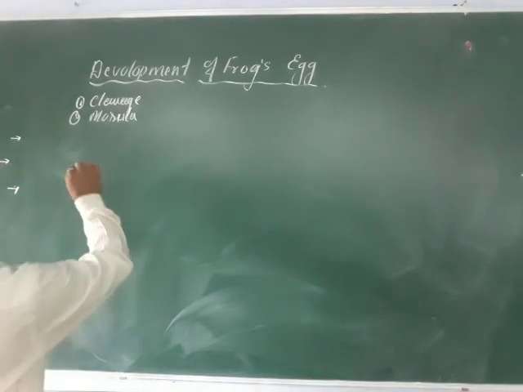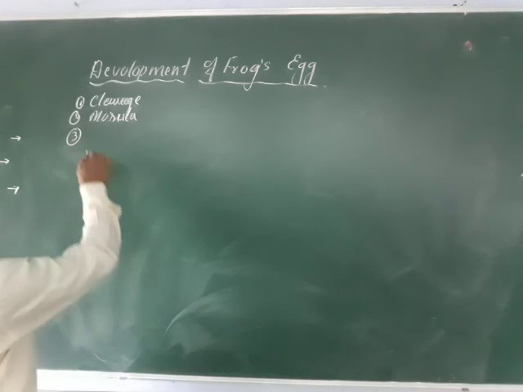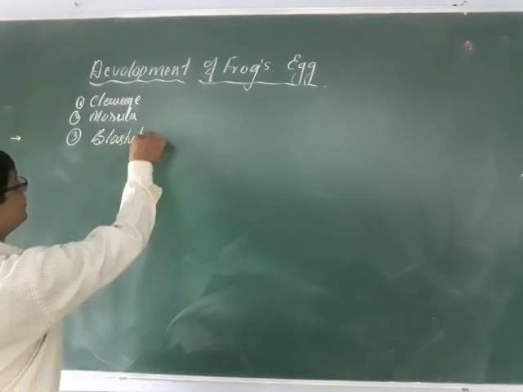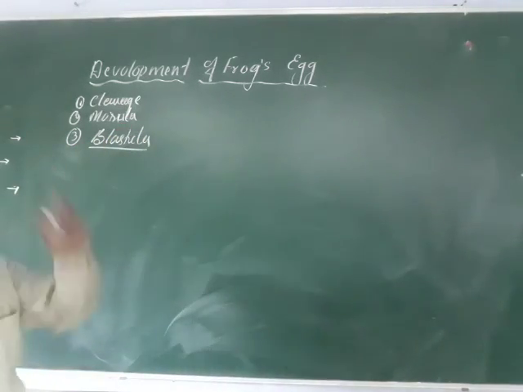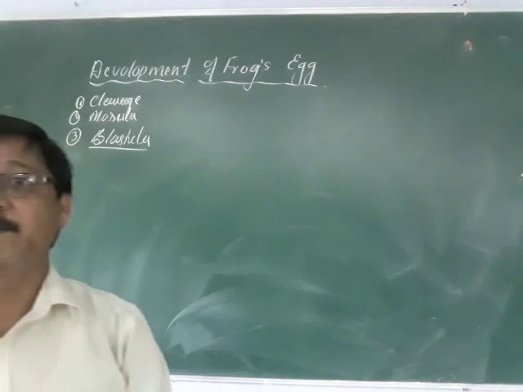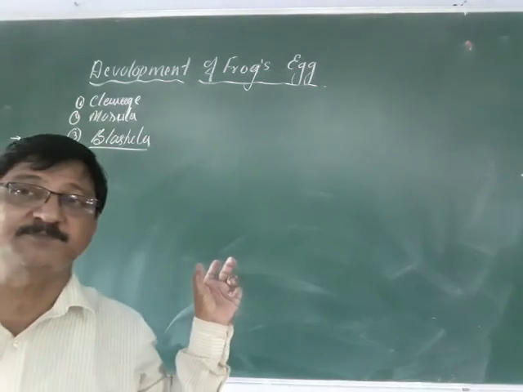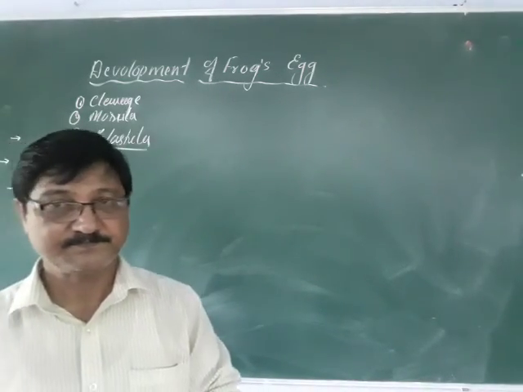Dear students, let us go to the third stage of the development of frog's egg, that is called the blastula. What is the blastula here? Blastula means the next stage of morula. It is the third stage of the embryo development of frog's egg. And the characteristic feature of the blastula is the formation of blastocele.